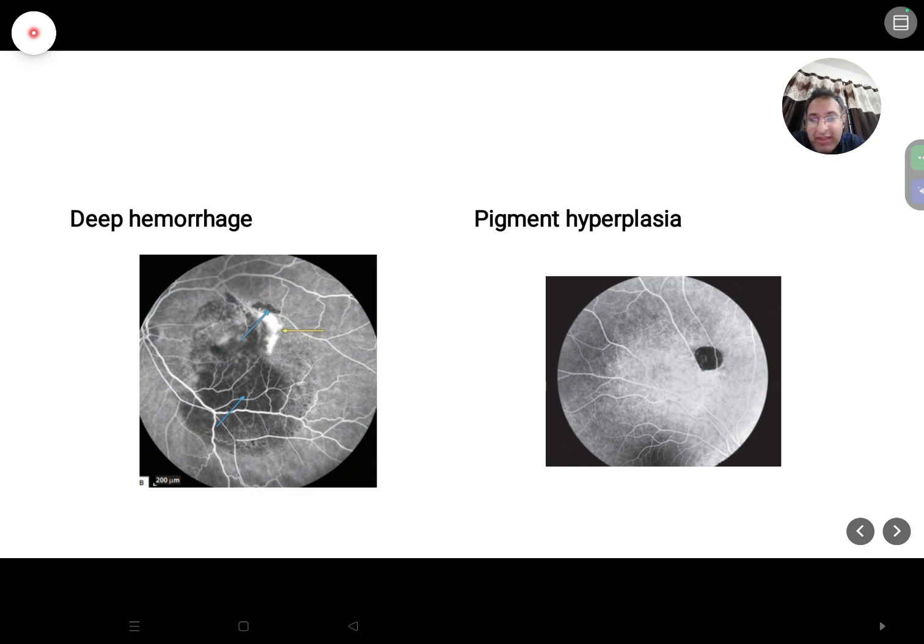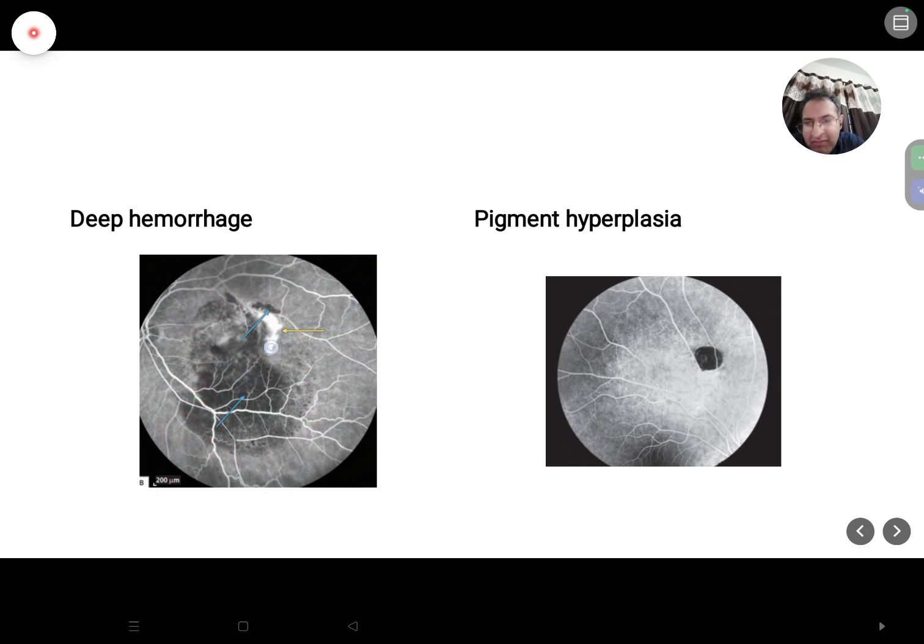If there is a deep hemorrhage, we can see the retinal vessel going over it. This is the retinal blood vessel going over the hypofluorescent area, and there we see some leakage happening in this area. So this is the example of CNVM with hemorrhage.